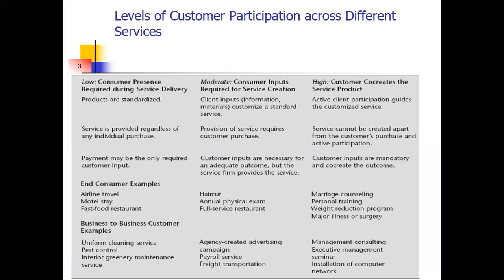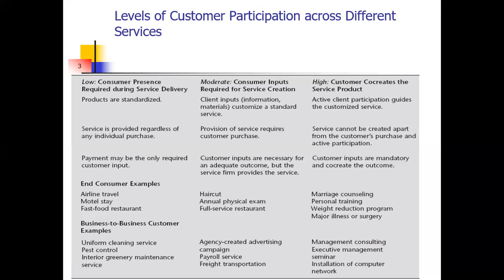If you talk about the second category, that is the moderate, means where inputs are required for service creation. It is the client inputs in terms of information, some material you have to give in order to customize the standard services. There is a provision of service required when customer purchases. Customer inputs are necessary for an adequate outcome, but the service firm provides the services. Means they can provide the services, but if you want to get the service outcome as per your expectation, then you have to give your input.